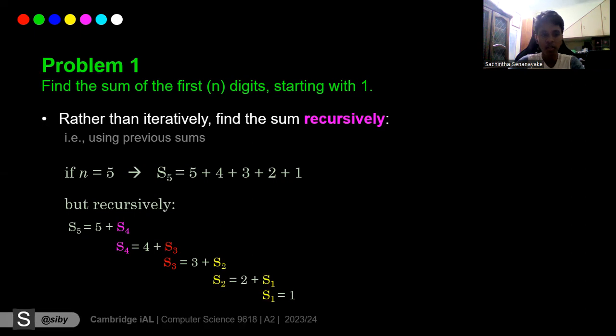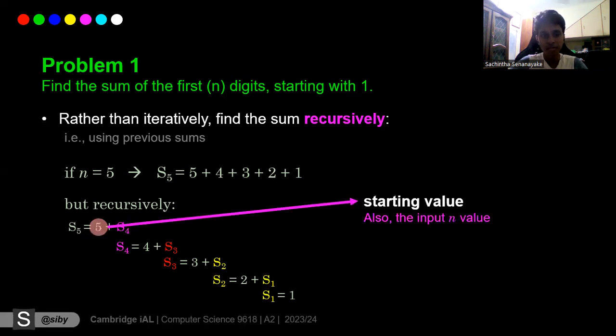So notice, rather than thinking about the entire sum as a whole, we've done 5 plus S4, then S4 is 4 plus S3, then S3 is 3 plus S2, S2 is 2 plus S1, then S1 is 1. So we stop there, we break the whole flow there, but we'll see why. But that is what it means to think recursively. Rather than thinking about this as a big fat sum, we think about it in parts.